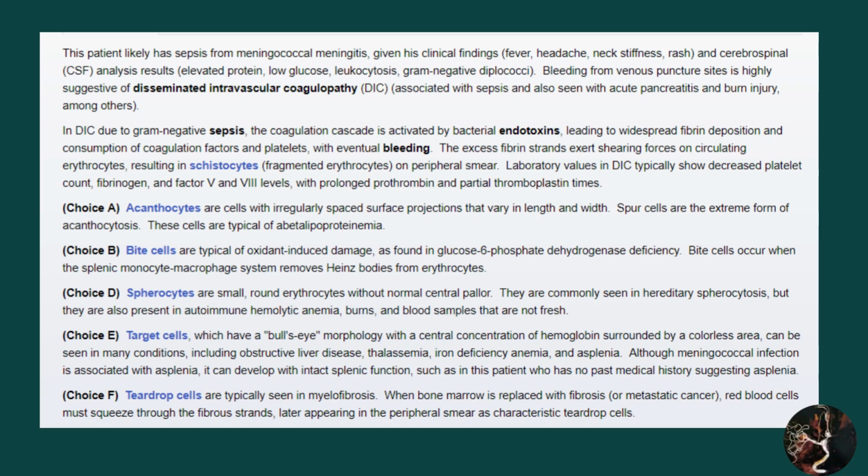The question was focusing on DIC and schistocytes, and we solved the question just by one word, which was bleeding from venous puncture sites. You just take this word and jot it down in your notebook. Rest all is history. You can derive it if you have your basics strong, and the rest of the information is already given in your First Aid. The new information, which was to be taken home, was bleeding from venous puncture sites and the concept of schistocytes.